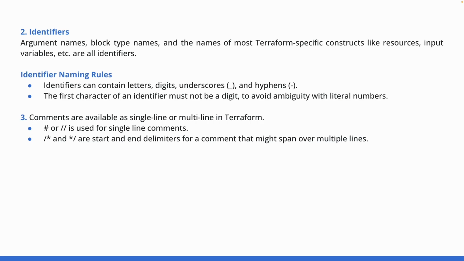Now talking about the comments in Terraform language. If you want to use single line comments, then you can use hashtag symbol or double forward slash symbol. If you want to use multi-line comments, then Terraform language says that you have to start the comment with forward slash star, and then write the comment, and then you can close that comment using star and forward slash.